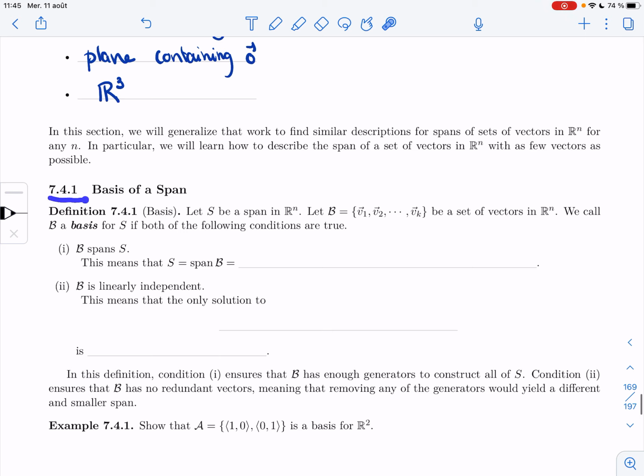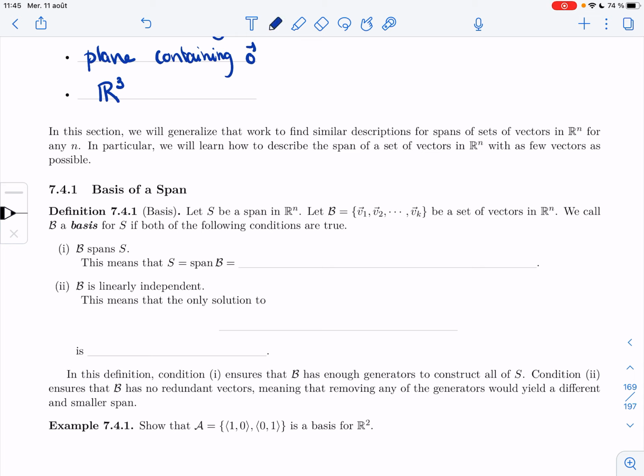Section 7.4.1, basis of a span. Here's a definition of a basis. Let S be a span in Rn. Let B equals {v1, v2, ..., vk} be a set of vectors in Rn. We call B a basis for S if both of the following conditions are true. So first condition, we must have that B spans S.